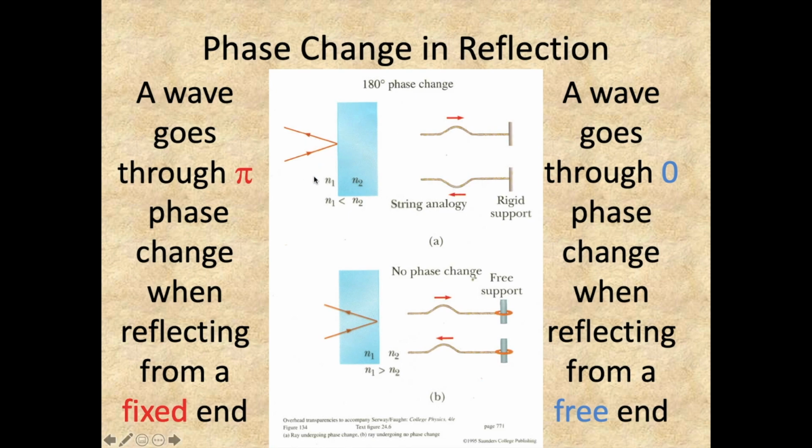This includes light rays as well. We don't see it in this picture because we don't see the phase in a light diagram. But yes, the wave also behaves as if reflecting from a fixed surface because the water represented here, or glass, is denser than air. We will look more into this when we talk about refraction. When a wave reflects from a free end, the incident wave and the reflected wave will be in phase. So a wave goes through zero phase change when reflecting from a free end.